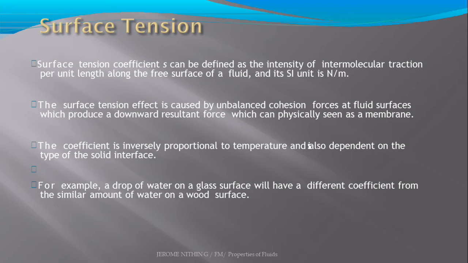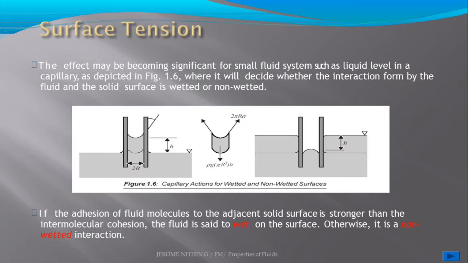For example, take two elements. One element is glass and another element is wood. Place a drop of water over the two surfaces. See if you can find the difference of the surface tension between the two materials. So, surface tension.